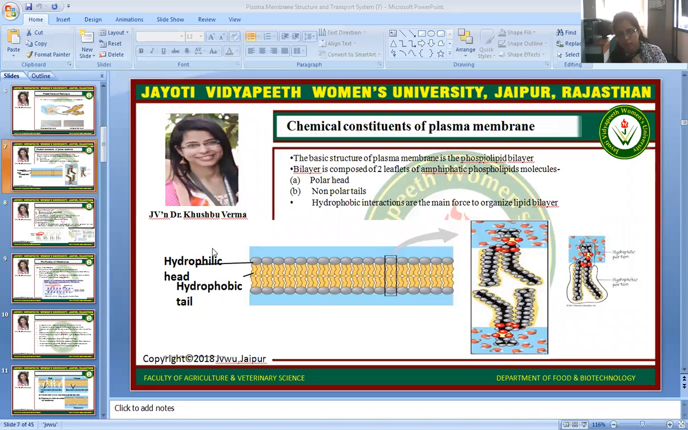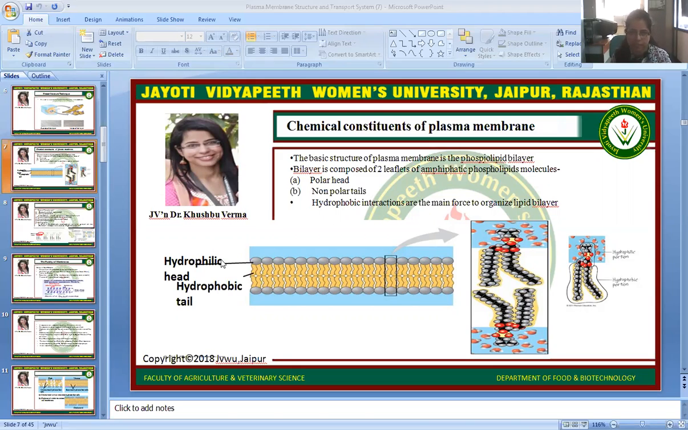We will discuss the chemical constituents of the plasma membrane. The basic structure of the plasma membrane is the phospholipid bilayer. It is a prominent structure of the cell membrane, and bilayer means two leaflets of amphipathic phospholipid molecules. I have discussed the terminology of amphipathic in my previous session. One phospholipid molecule has two regions: first is the polar head region, which is hydrophilic in nature, and second is the non-polar tail, which is made up of fatty acid tails, and it is hydrophobic in nature.